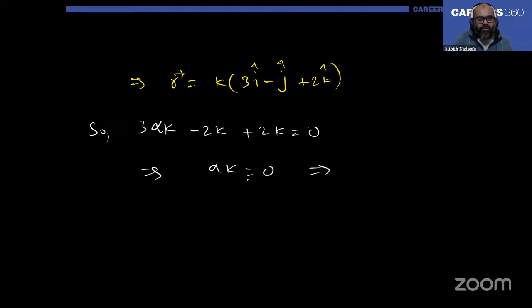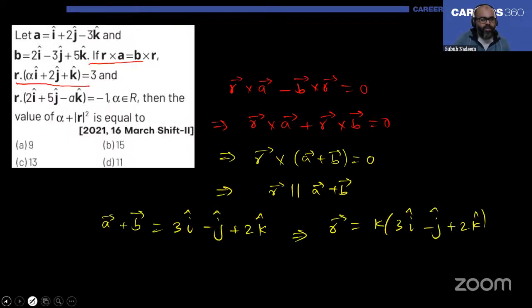Now alpha k is 0, but k is not 0. It is not a zero vector. So it means alpha is equal to 0. Alpha is any real number, which means alpha is equal to 0. Let us see our calculation once, because alpha equal to 0 may not be the right answer.